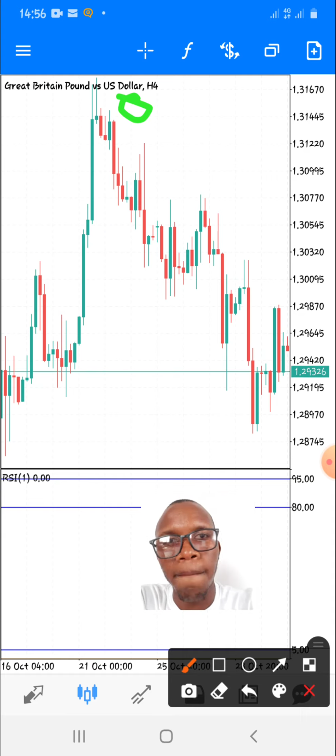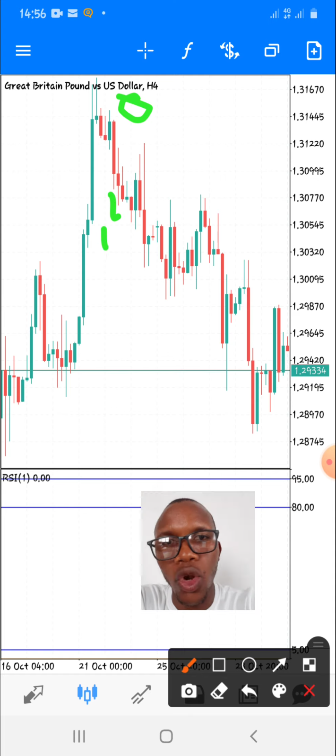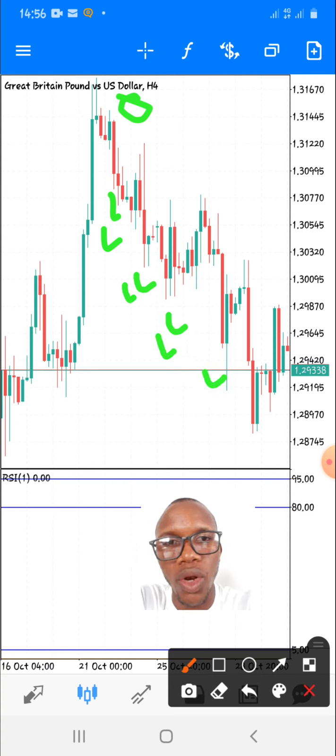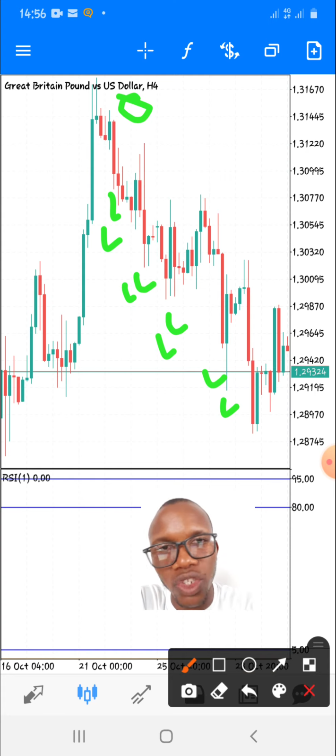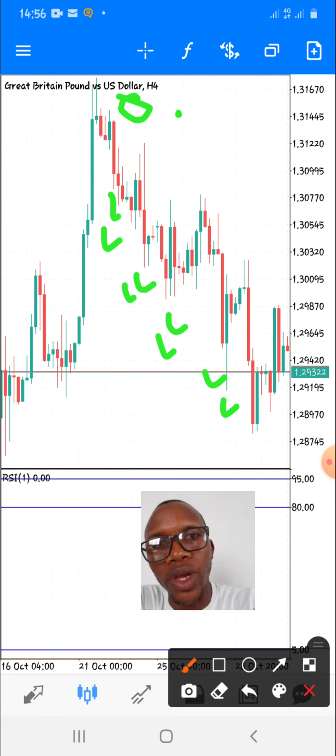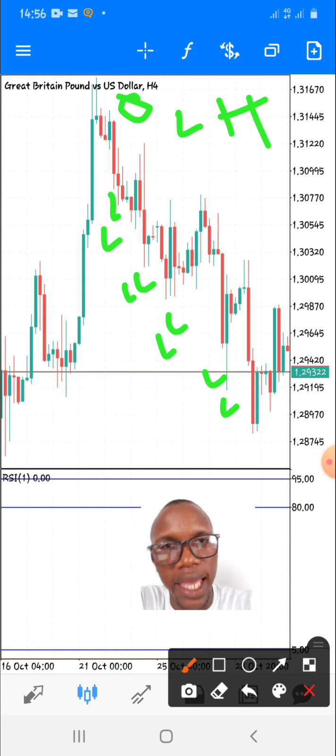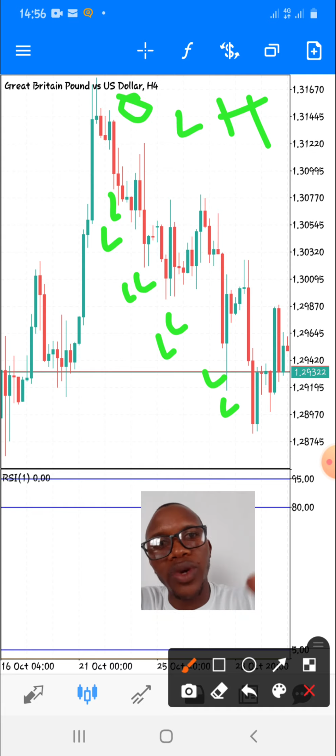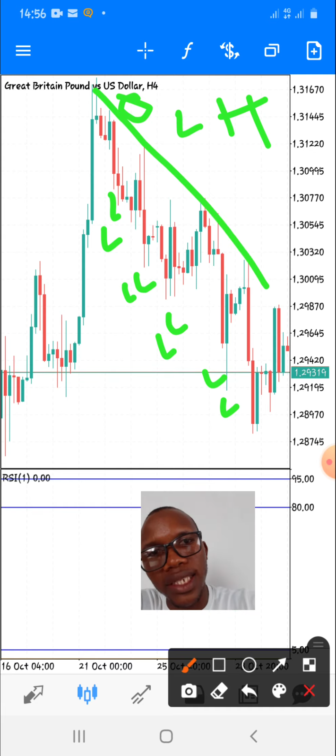You see? And this side is called the lower low. Lower low: the price is going lower than the previous low. The price is going lower than the previous high. So now you can easily draw your trend.